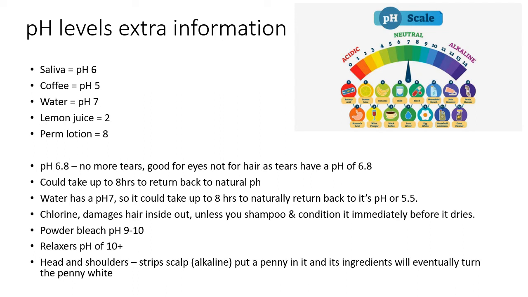Some little extra information. Saliva, we got a pH level of 6. Coffee, pH of 5. Water is pH 7. Lemon juice is quite strong. It's an acid, a pH 2. Perm lotion, yet again, it's going up to an alkaline, which is your level 8.